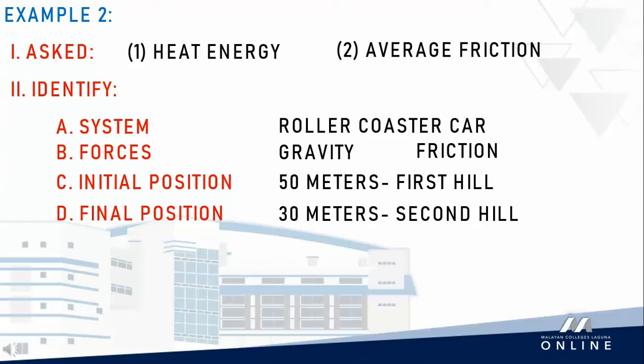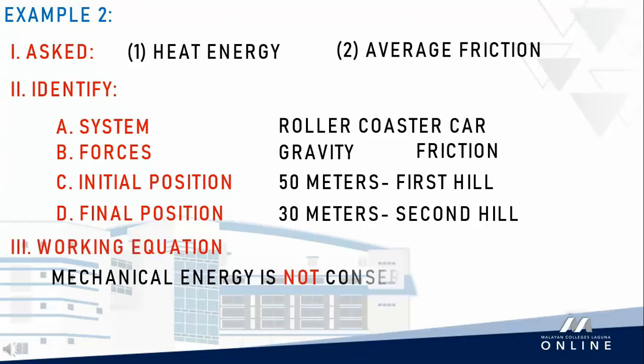Now that we have a mental picture of what is happening in the system, we will identify whether the mechanical energy is conserved or not. There is a presence of friction force, and therefore, mechanical energy is not conserved. Therefore, we will use the equation KE sub i plus PE sub i is equal to KE sub f plus PE sub f plus Fd.